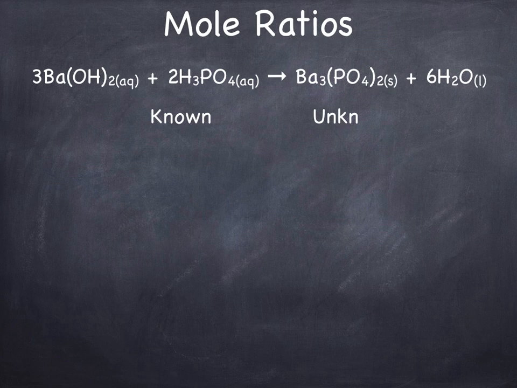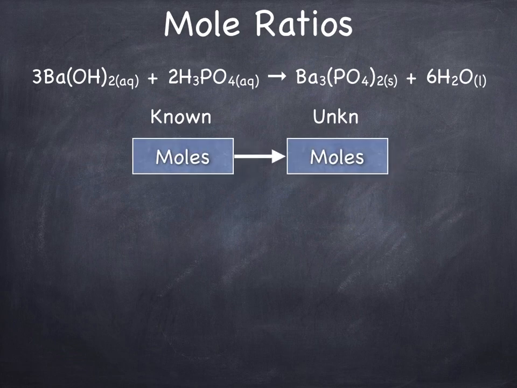And once we do that, if we have our moles of known, we can move to our moles of unknown. And this is really the center of stoichiometry. How do we do that? Well, we do it with what's called the mole ratio. And the mole ratio is just the coefficients in the balanced chemical equation. So the mole ratio from barium hydroxide to water is 3 to 6. The mole ratio from barium hydroxide to phosphoric acid is 3 to 2, and so on.